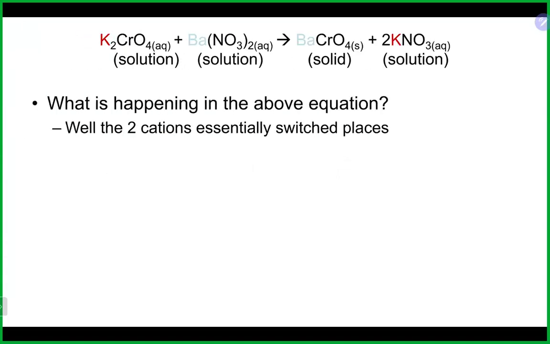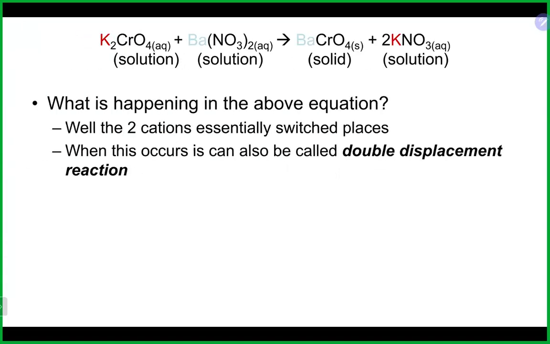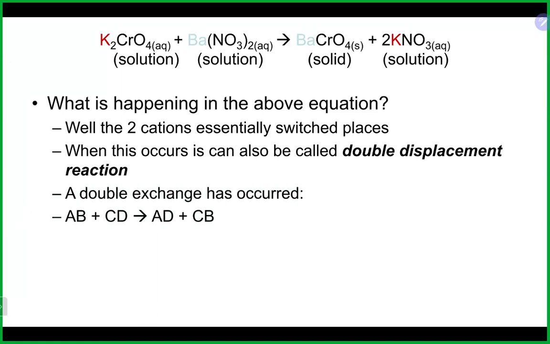Here's another example of that, or the same one. Again, just switching partners, and we always get this double exchange occur. Again, positive, negative, positive, negative. And again, I'm going to make two new ionic compounds on the other side.